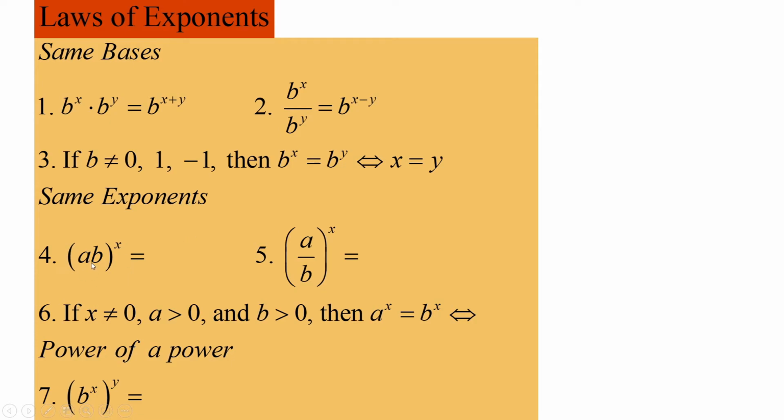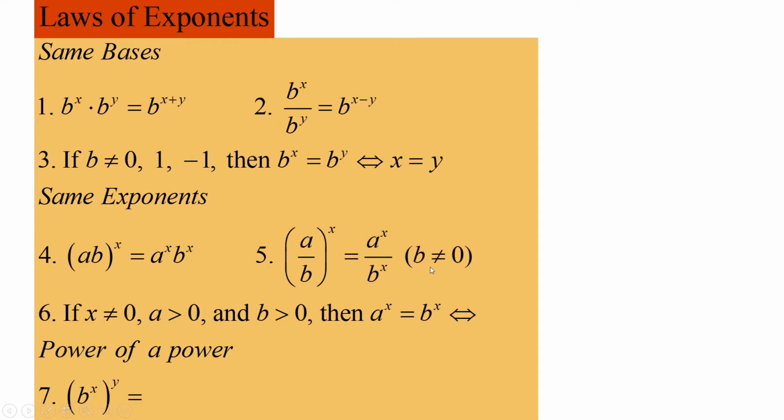Okay, a times b to the x. Well, you have two factors to the x power. That means you could rewrite this with each factor to the x power. So that's going to become a to the x times b to the x. Now here's the same thing, but we're dividing. A over b to the x becomes a to the x divided by b to the x.